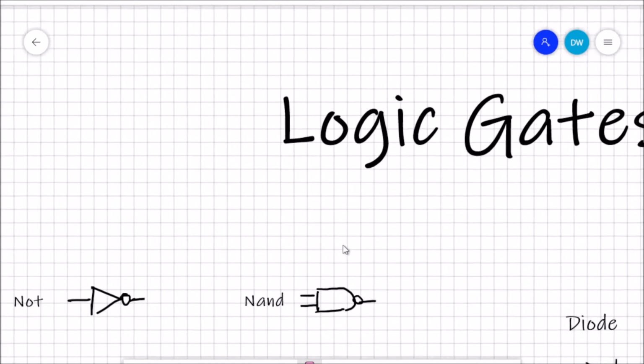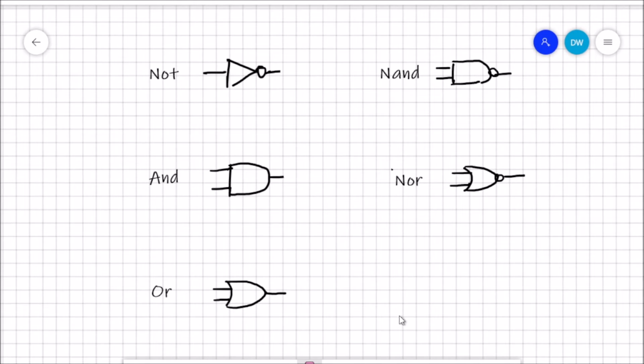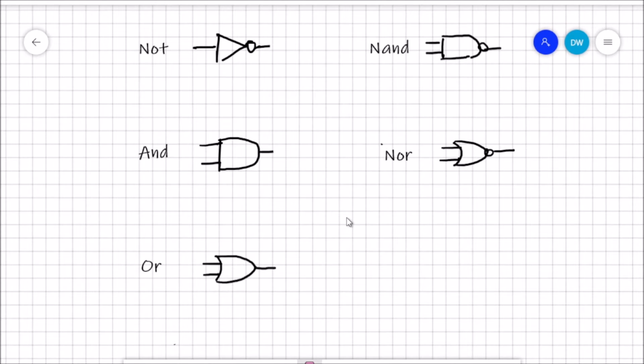Now, let's look at the basics of some logic gates. These ones, you probably already know. We have our NOT and OR gates, and then NAND and NOR gates. They're pretty straightforward. The NOT gate inverts your input. So if the input is low, the output will be high. If the input is high, then the output will be low.